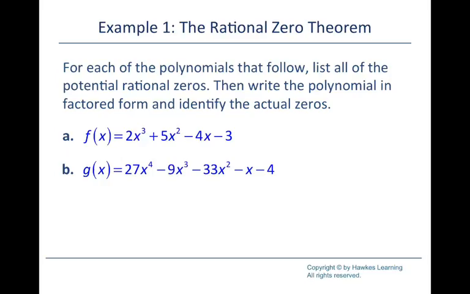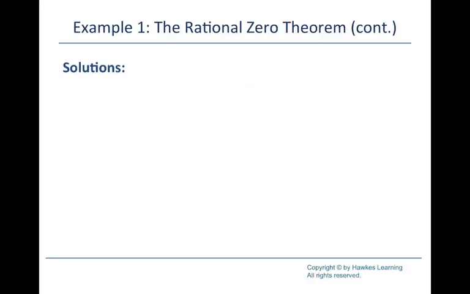So it says for each of these polynomials, list all of the potential rational zeros, then write the polynomial in factored form and identify the actual zeros. Okay, so first we're going to start with A.